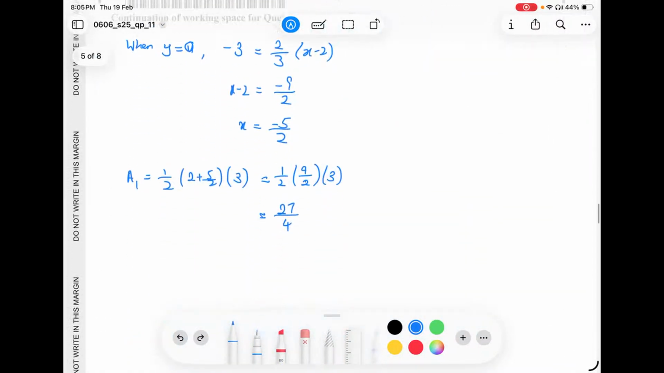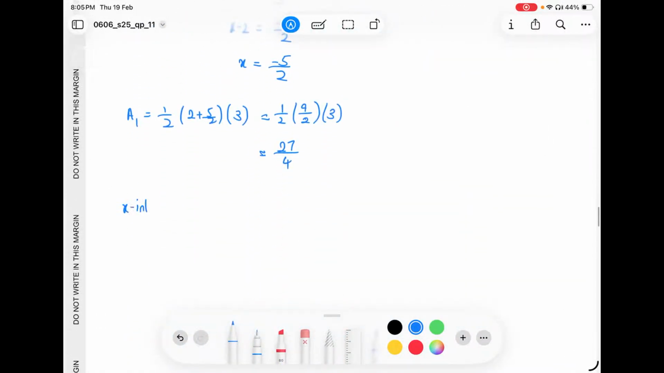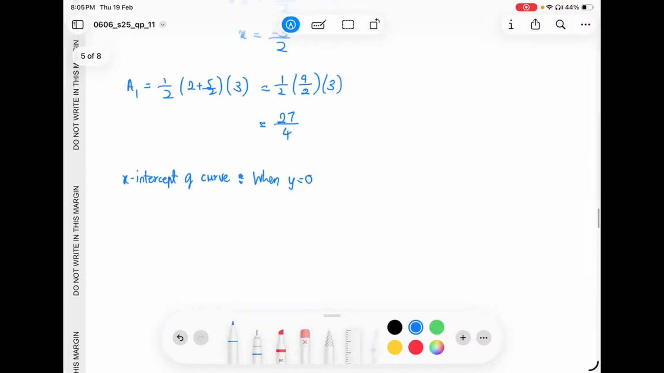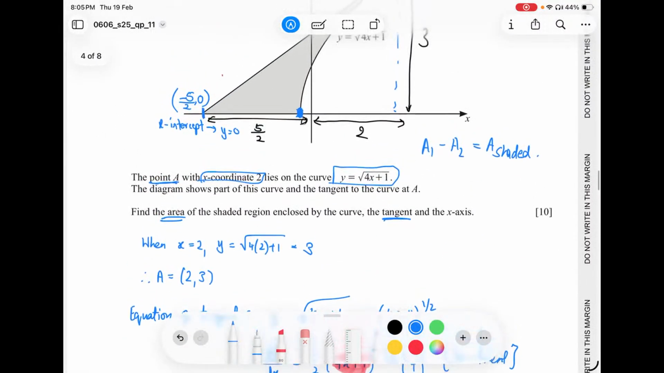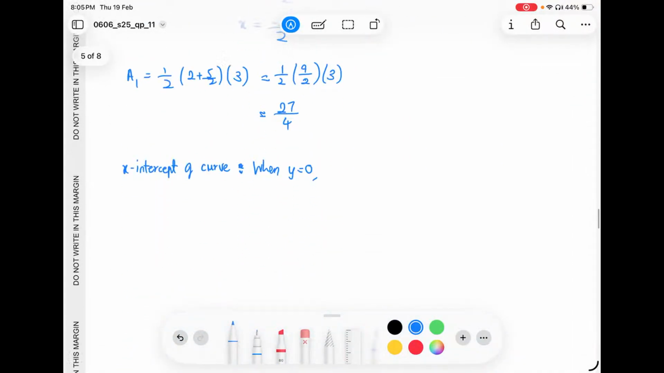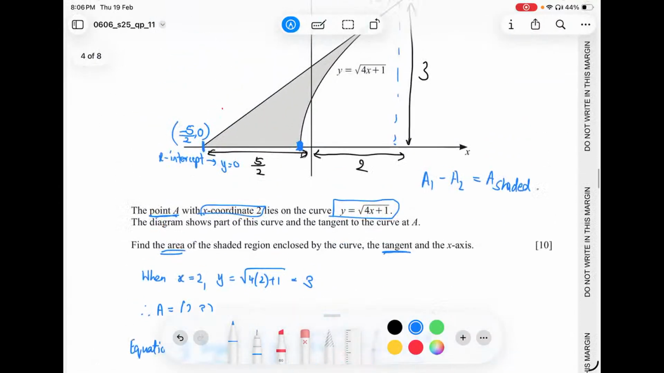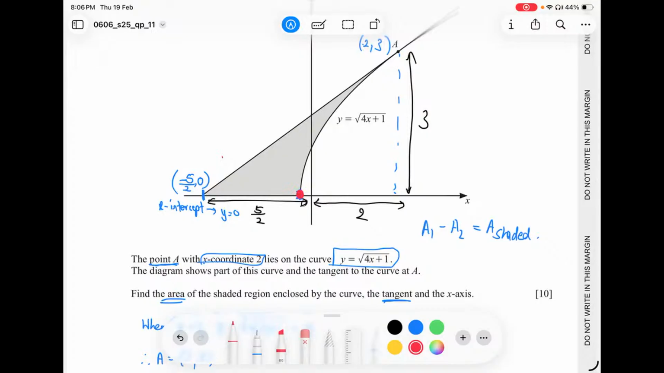So you need to find the x-intercept of the curve. So at the x-intercept, y equals 0. So when y equals 0, then you have 4x plus 1 equals 0, x equals negative 1 over 4. So that's your x-intercept, which is this point over here, which I highlighted in red. This is negative 1 over 4, comma 0.